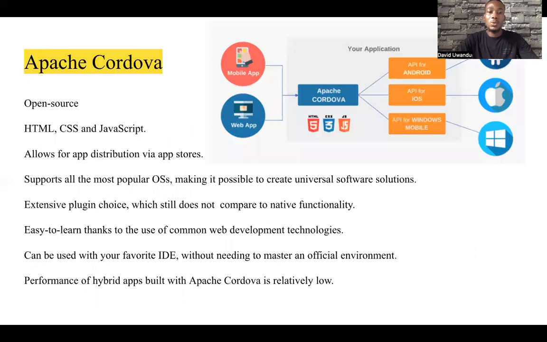Now, looking at Apache Cordova, this is the last but not the least on our list. Open source, yes, it is HTML, CSS, and JavaScript. It allows for app distribution via app stores and supports all the most popular OSs, that's your Windows, your Android, and also iOS. And you can create universal software for mobile apps using Cordova.